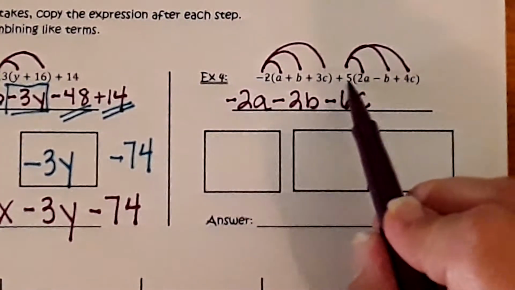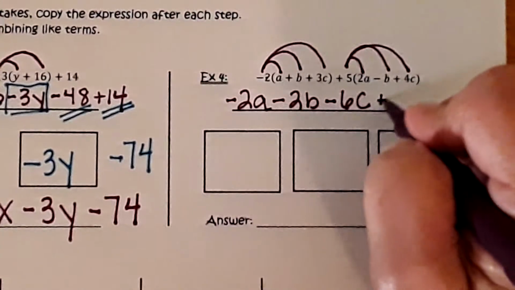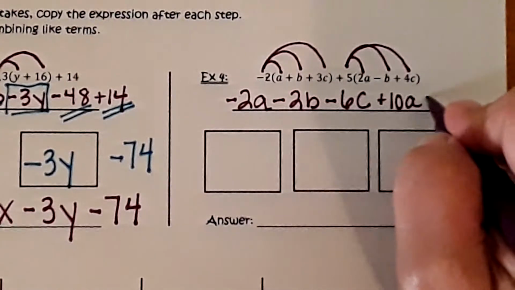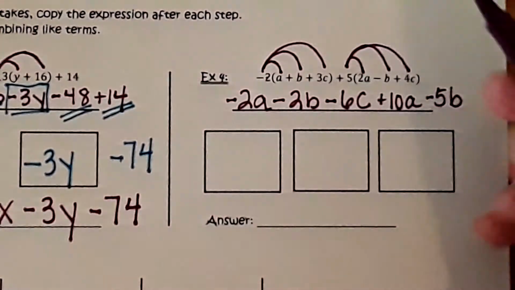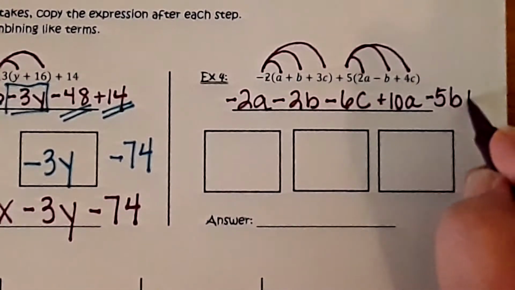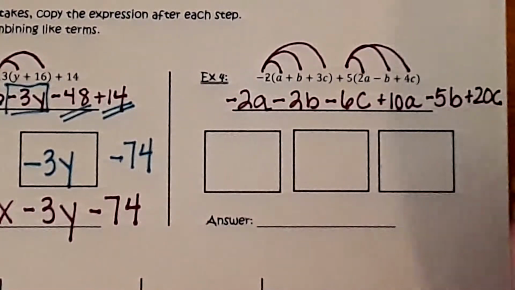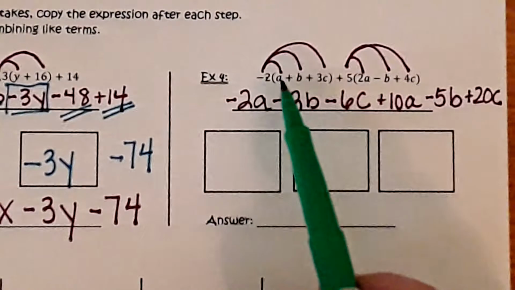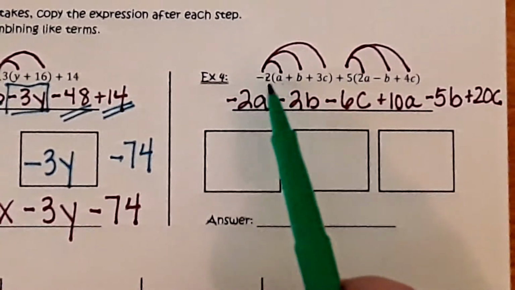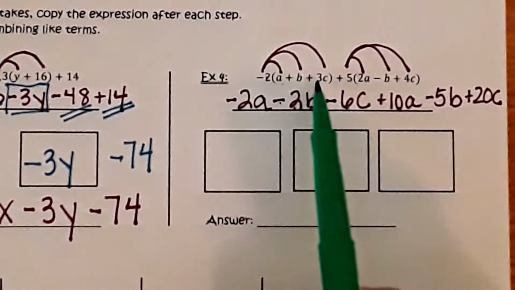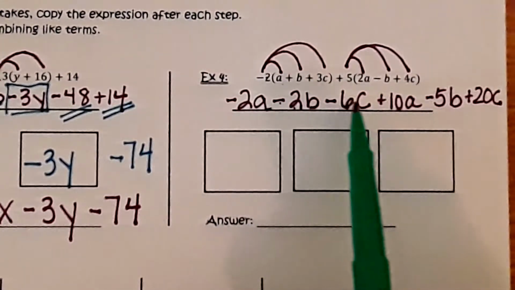Then we have positive 5 times 2a, so that's positive 10a. I have positive 5 times negative b, that's negative 5b. And then I have a positive 5 times a positive 4, so that's a positive 20c. Now we're going to combine like terms. So you guys, negative 2 times A is negative 2A. Negative 2 times B is negative 2B. Negative 2 times 3C is negative 6C.